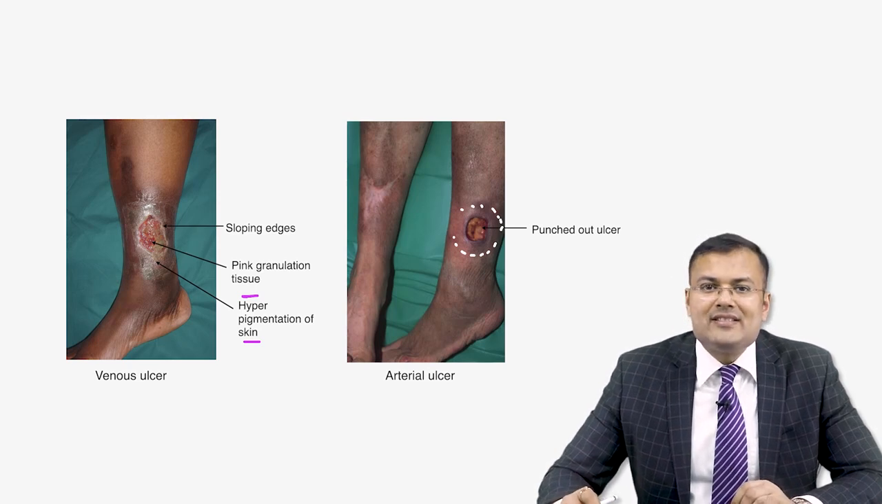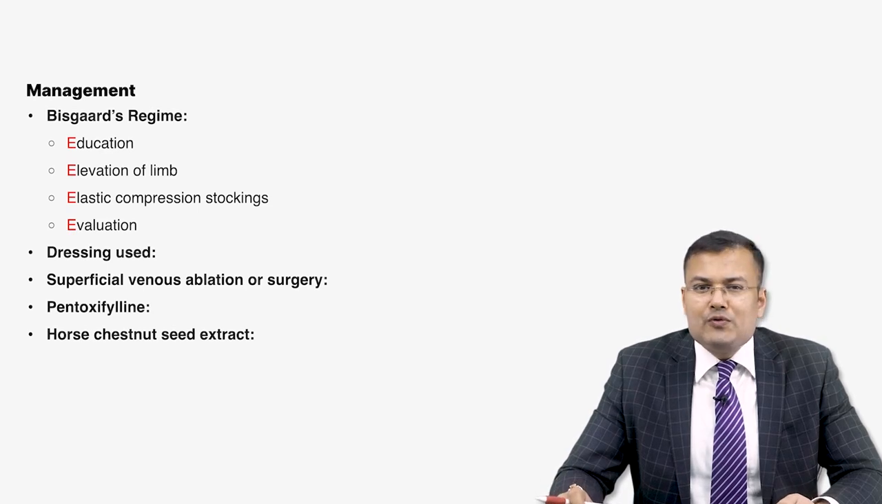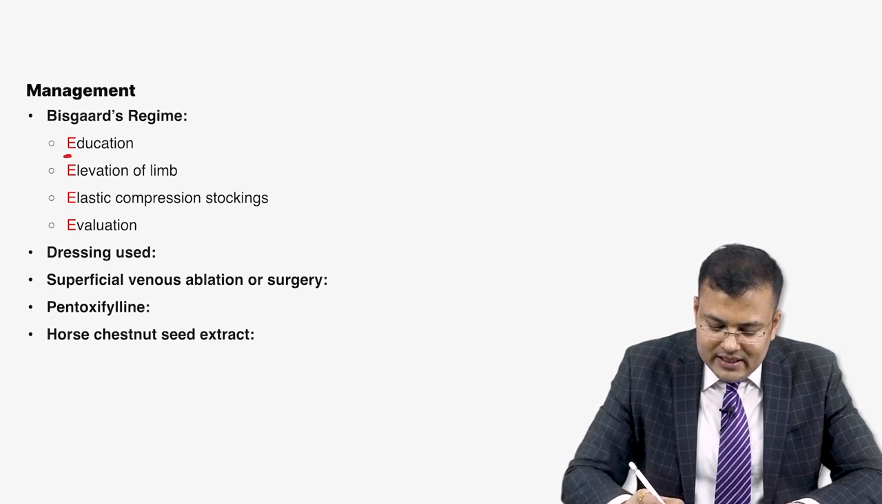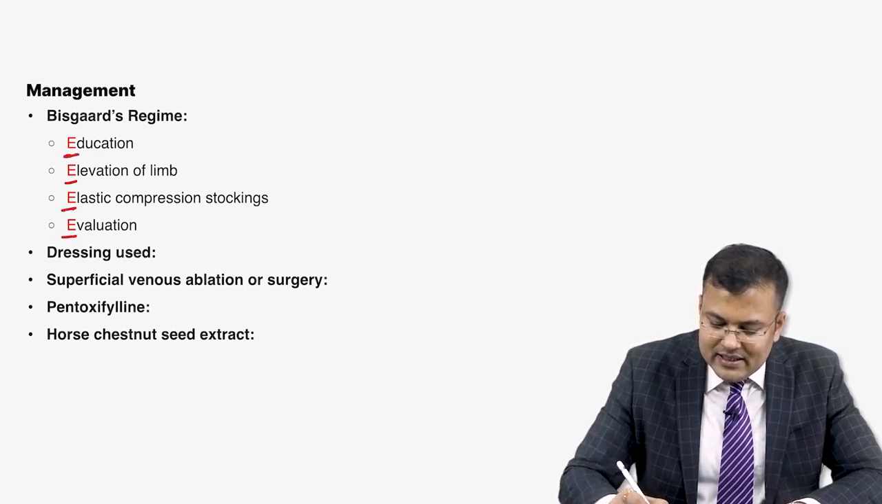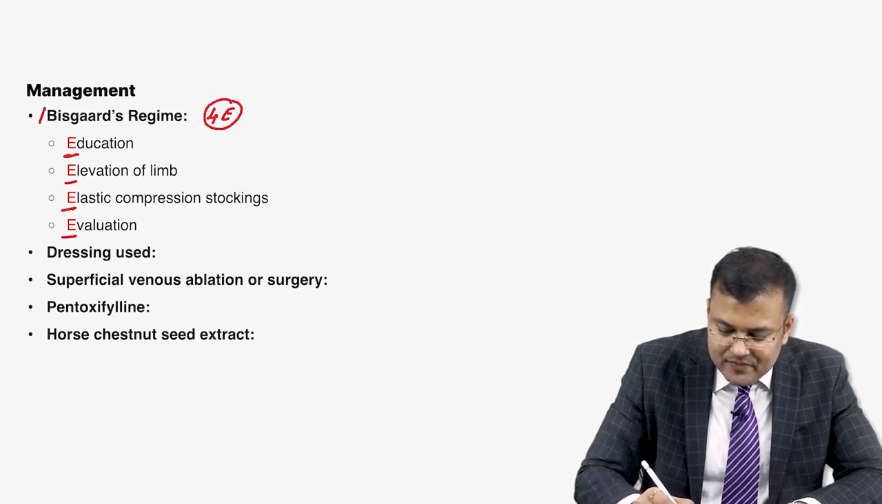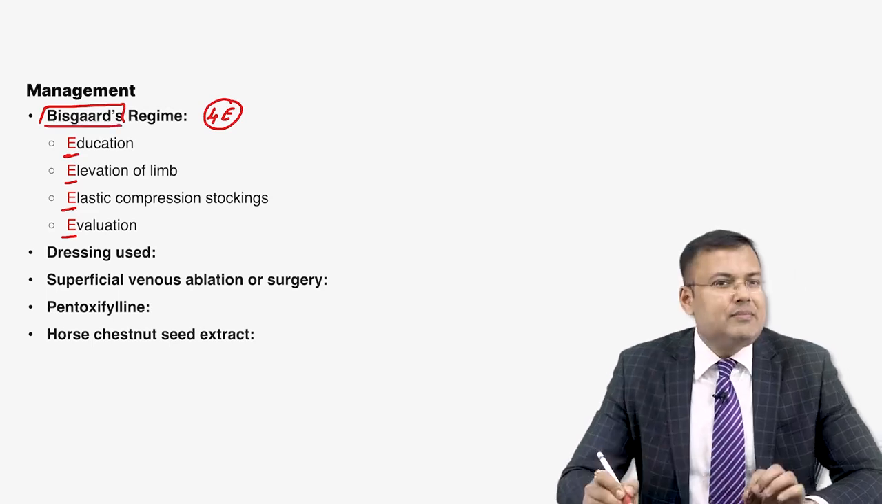This is arterial ulcer. What is the name of the regime used for management of varicose ulcer? It is Bisgaard's regime. And you can see there are 4 E's of Bisgaard's regime. Guys, you have to remember the name and the 4 E's. Clear? So Bisgaard's regime, there are 4 E's.